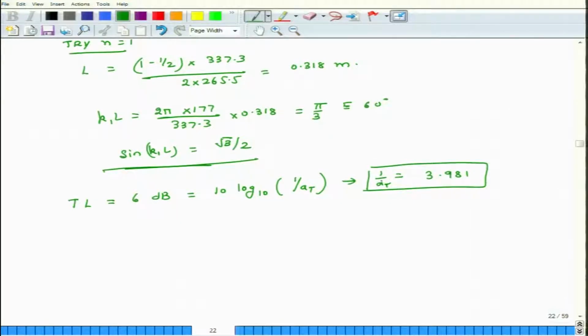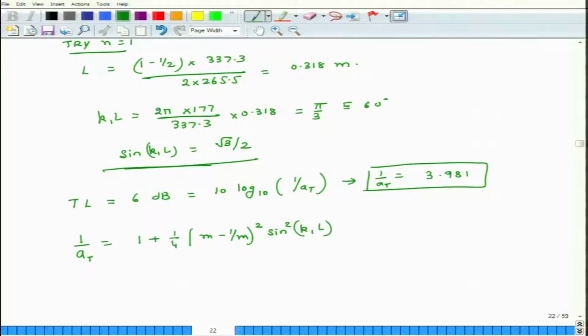So, for this value of AT, I now compute the aspect ratio, which is the value m. So, I know that 1 over AT equals, we had the expression, 1 plus 1 by 4 into (m minus 1 by m) whole square sin square K1L.